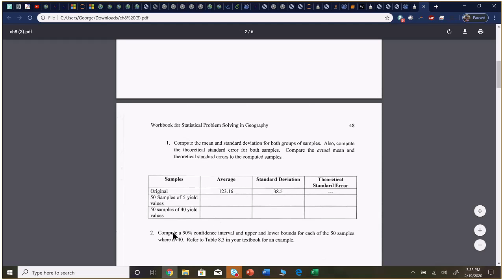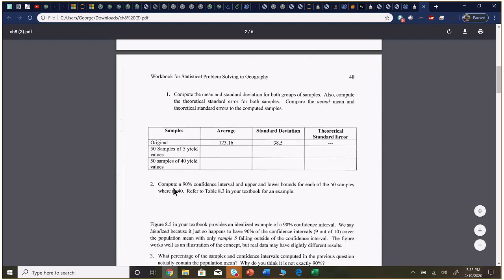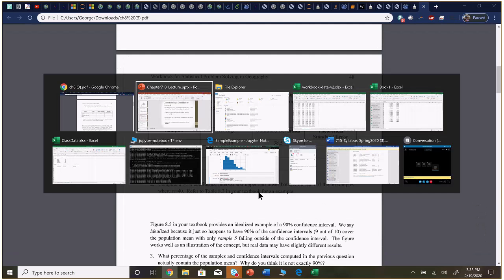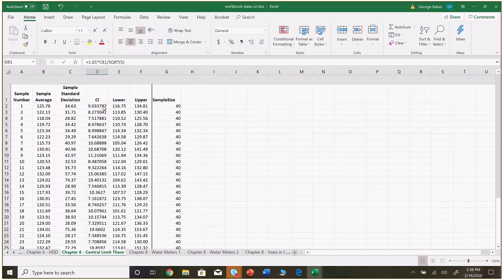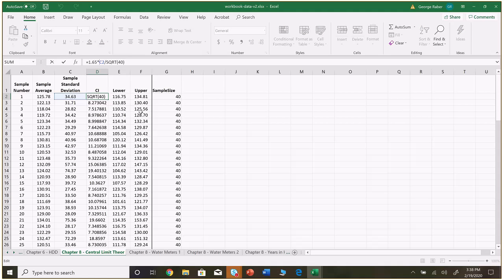Then you're going to compute the 90% confidence interval, which has actually already been computed. I don't know why they said that, but that's already in the book. The upper and lower confidence intervals are already there, and you can see how they've been calculated. Well, they used z, which was 1.65, times the sample standard deviation divided by the square root of 40. Why 40? That's this number.